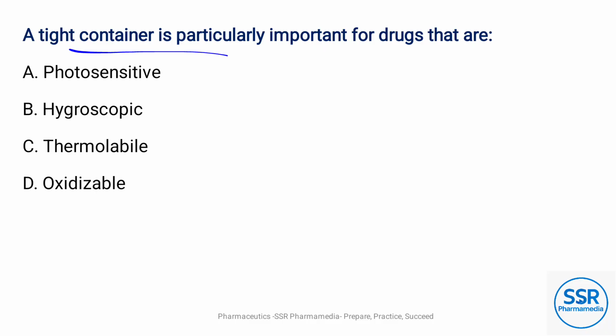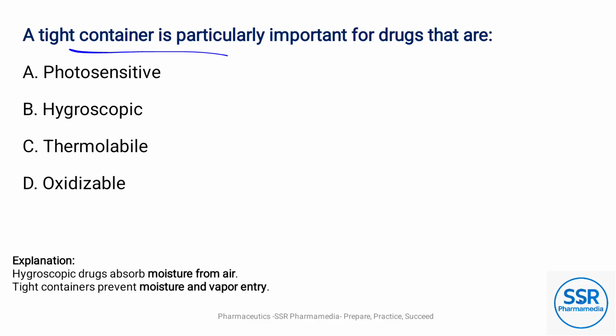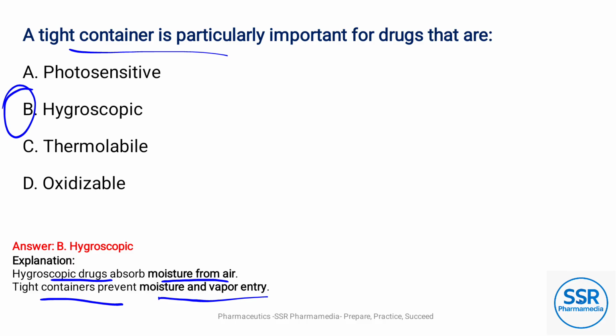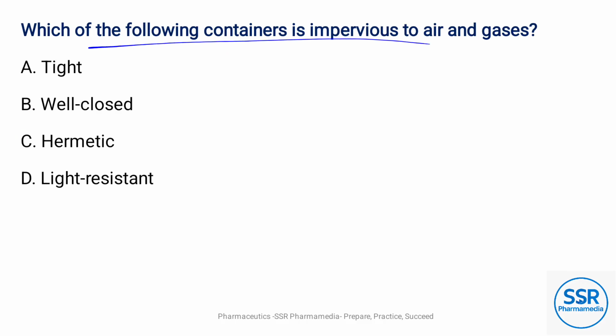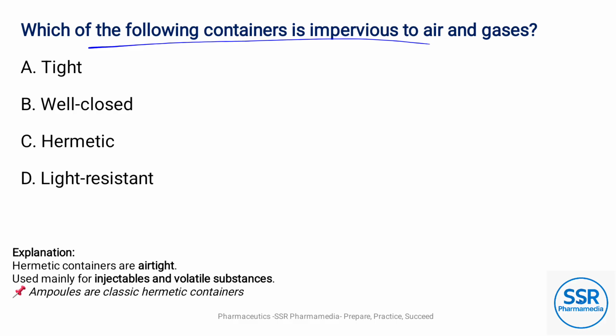A tight container is particularly important for drugs that are, option B, hygroscopic. Hygroscopic drugs absorb moisture from air, so tight containers prevent moisture and vapor entry. Which of the following containers is impervious to air and gases? Option C, hermetic container. Hermetic containers are also called airtight containers, used mainly for injectables and volatile substances. For example, ampoules are classic hermetic containers.